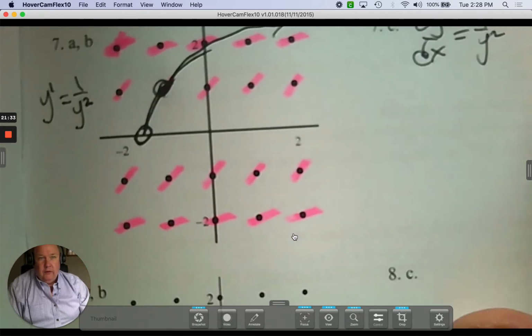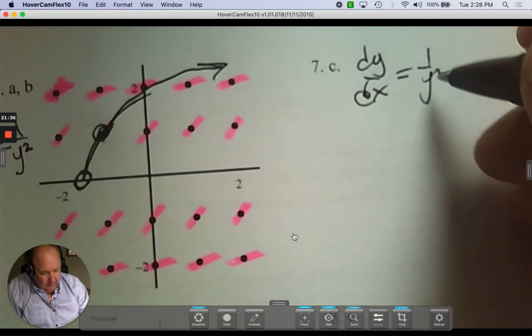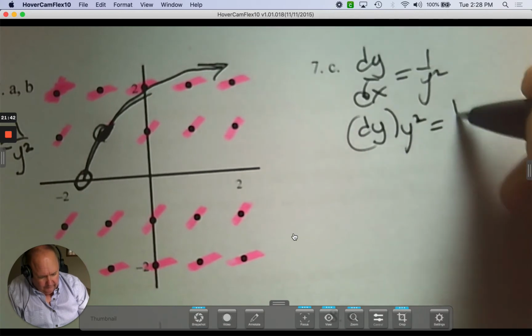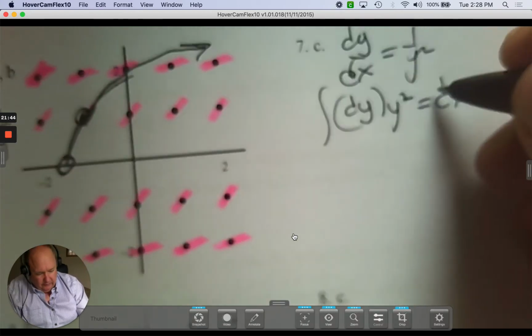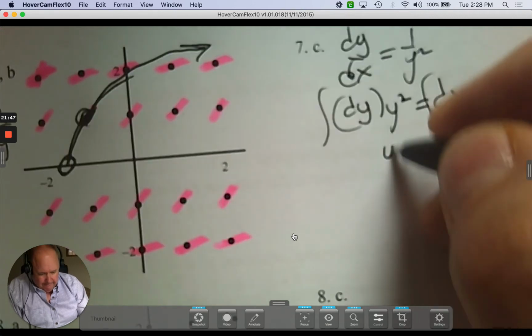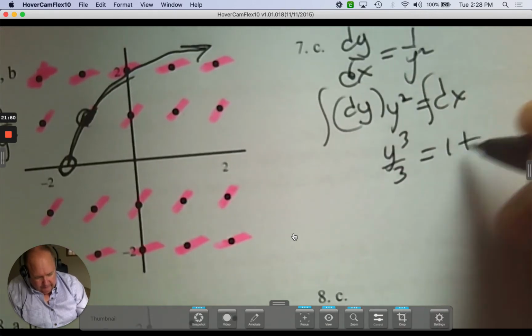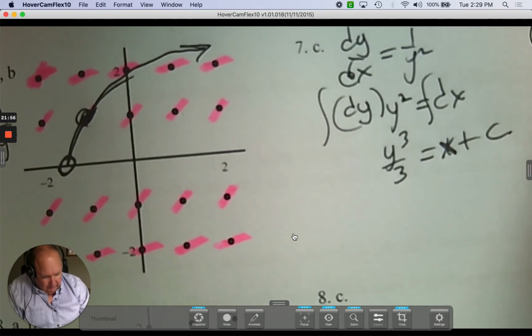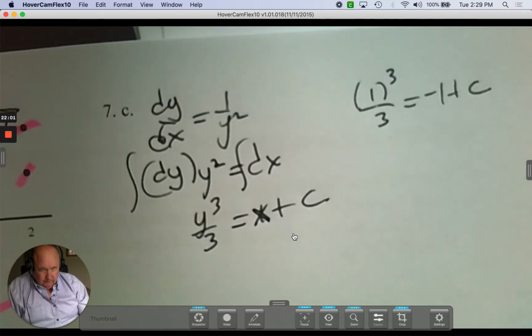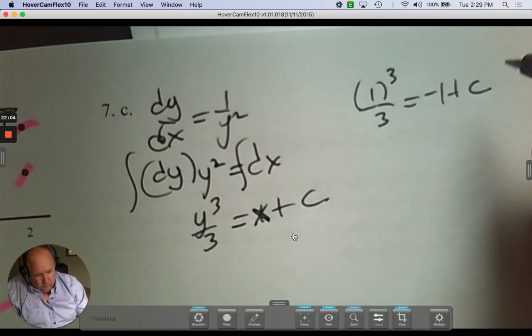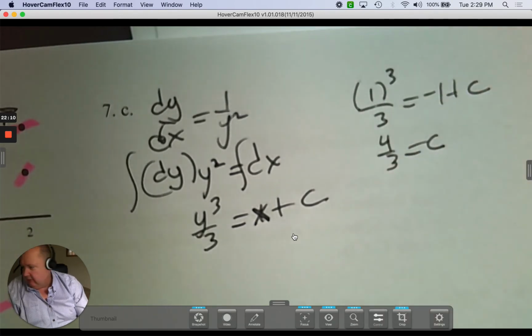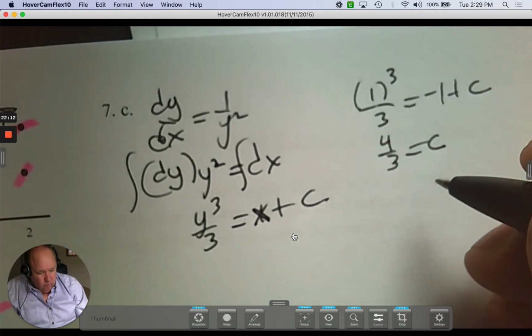So we're going to solve that. Multiply by dx and y squared. So you have dy times y squared and dx. And you multiply, integrate both sides. Sorry, the order is a little bit off there. So it's y cubed divided by 3 equals x plus c. At any point you could plug in. So I'm going to plug in +1 and -1 to solve for c. So to get c by itself, I'd add 1 to the other side. So it'd be 4/3 or 1 1/3. Try doing that right.